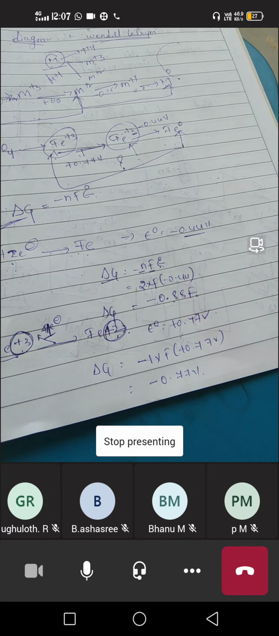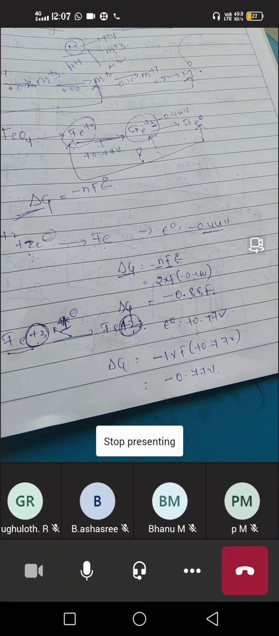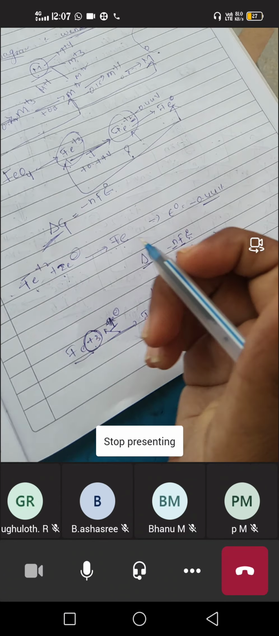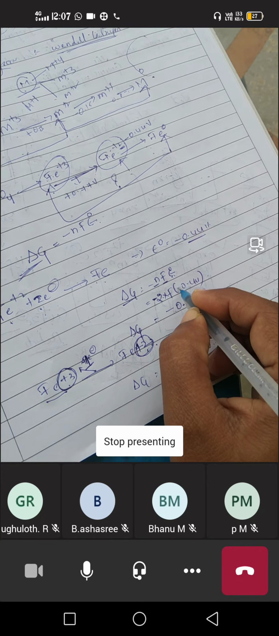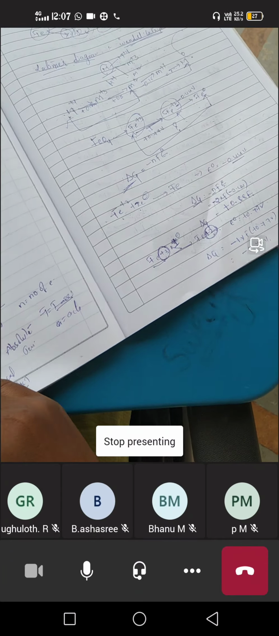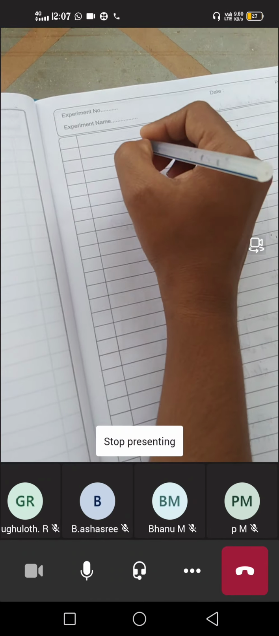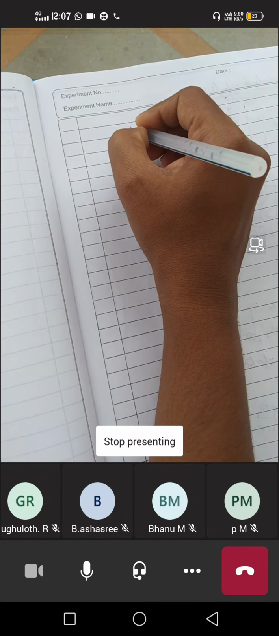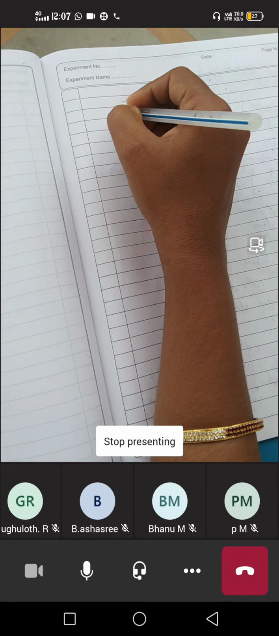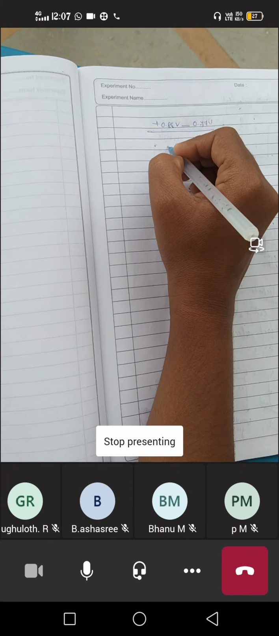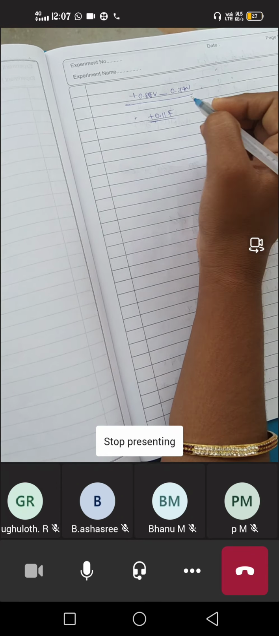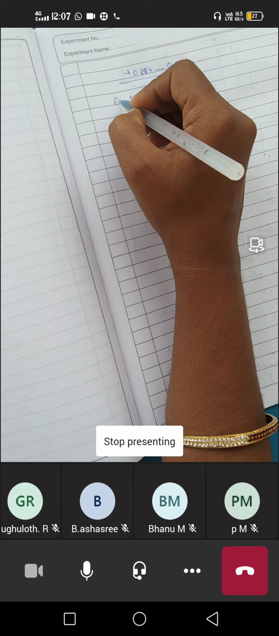So now we have to add these two values. See, here already minus is there, and minus into minus gives plus. So we have to add these two values. What are those two values? The first one is plus 0.88 volts, and the second one is minus 0.77 volts. So the final value is plus 0.11 Faraday. Here also Faraday, here also Faraday. So plus 0.11 Faraday is my delta G.